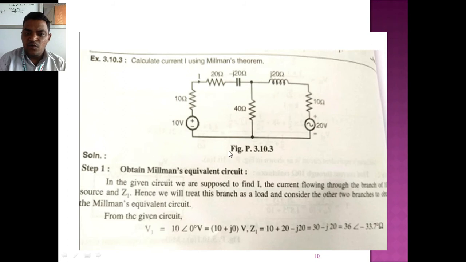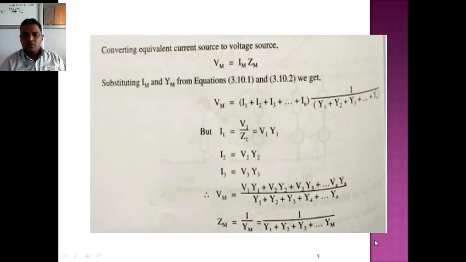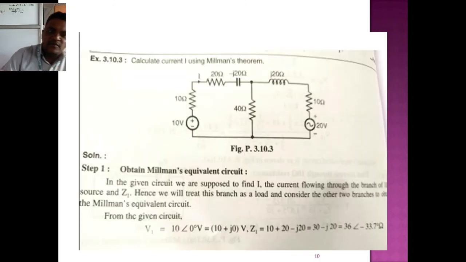Okay. Then Z1 equals 10 plus 20 minus j20. Here, for this example, there can be n number of voltage sources given, and from them there is a 10 volt source, so we have the equation V equals 10 at an angle of 0, which is 10 plus j0 volt. Z1 is calculated as 10 plus 20 minus j20, meaning 10 plus 20 equals 30, so 30 minus j20. This is the rectangular form, and we convert it into polar form, which is 36 at an angle of minus 33.7 degrees.